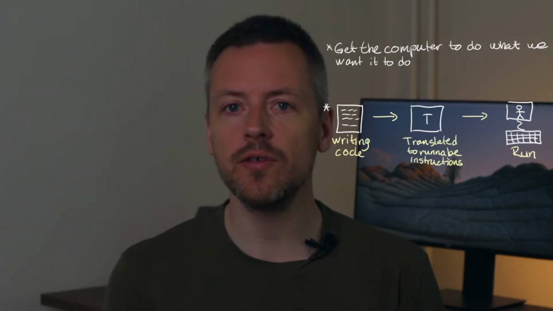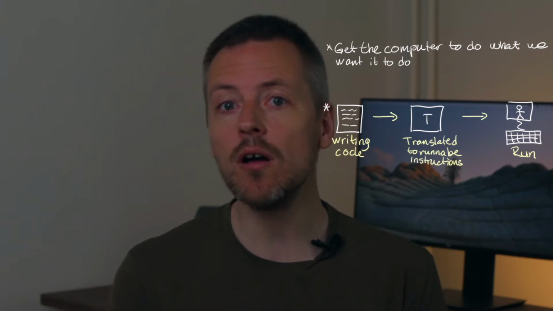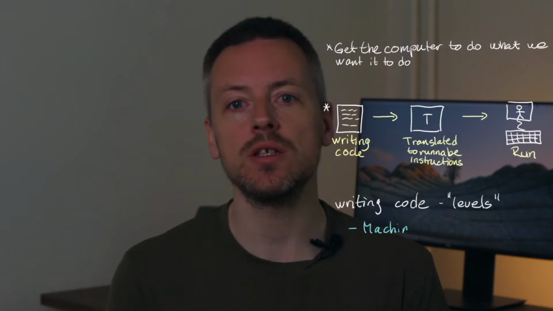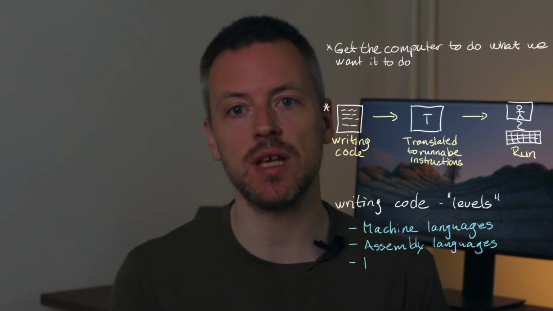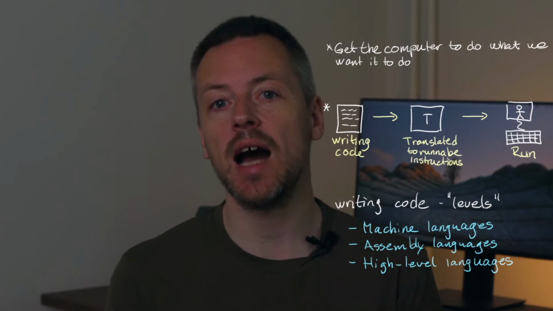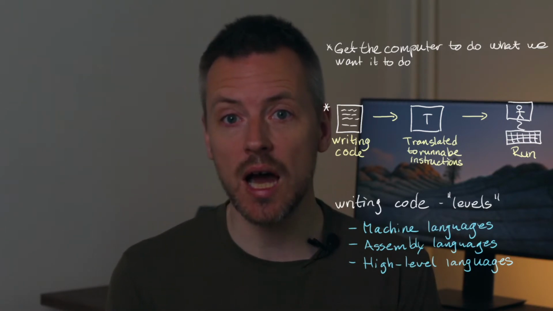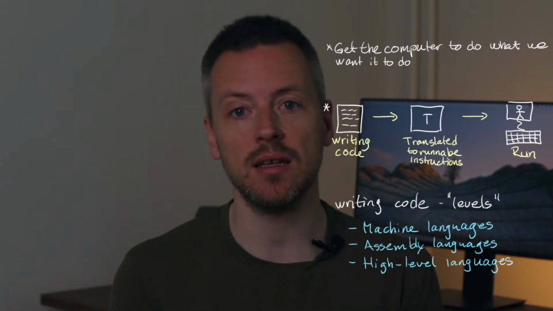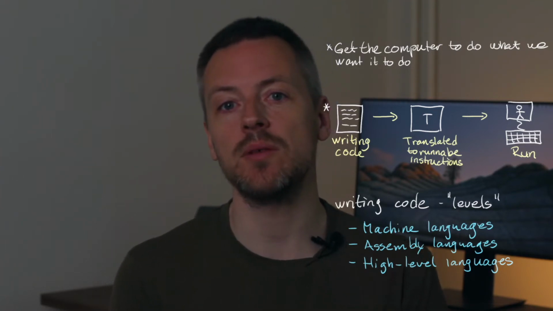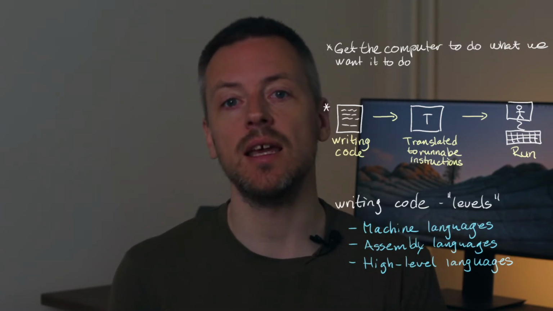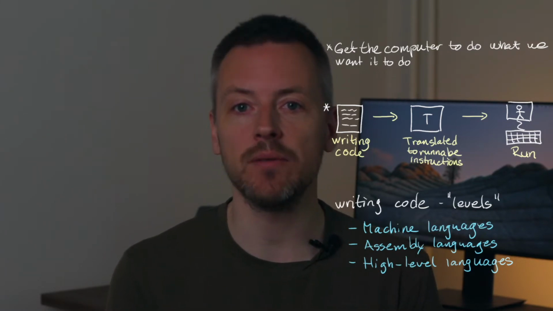And there are different, let us call them levels of programming languages. We have machine languages, which are the only thing that computers understand. Then we have high-level languages, which is something that is much easier for us humans to understand. And then in between, we have something called assembly languages. But luckily for us, in this course, we are going to use a high-level language.